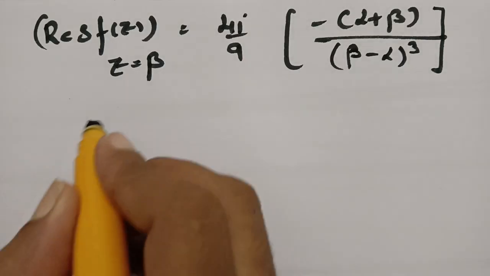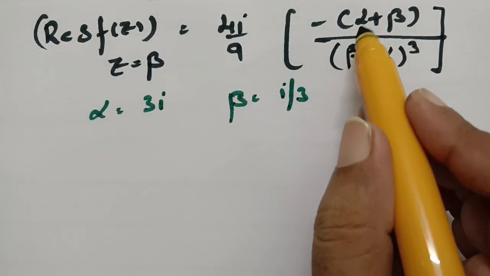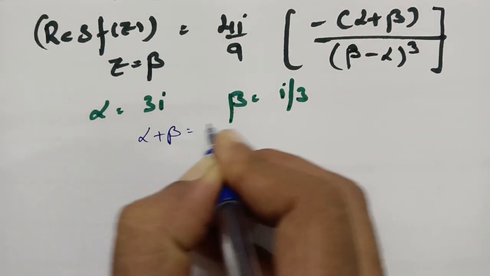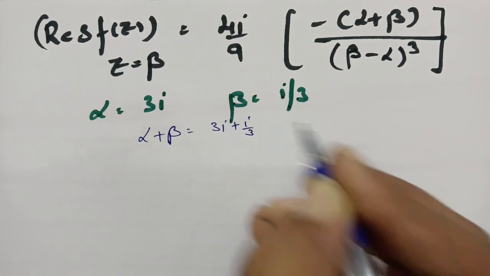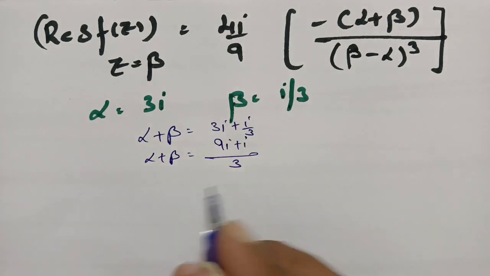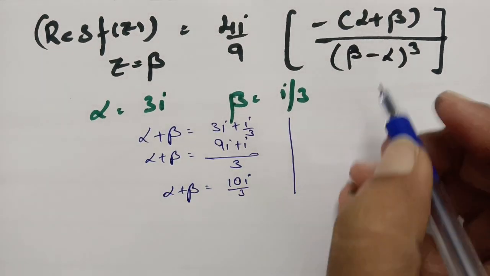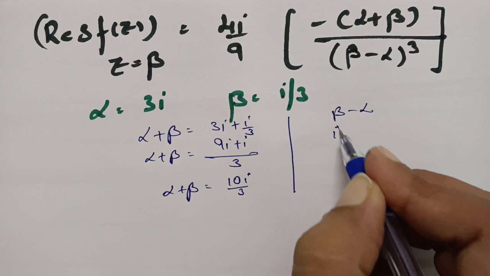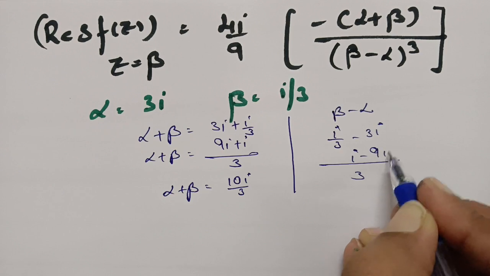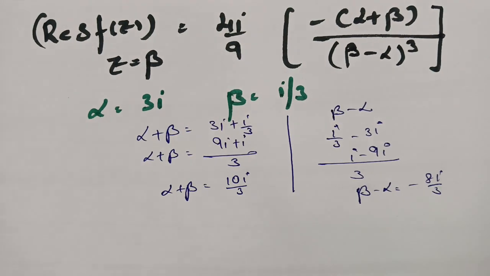So the alpha value is equal to 3i and the pole value beta is equal to i by 3. If I substitute, what is alpha plus beta? Alpha plus beta is 3i plus i by 3. If I take 3 common, this will be 9i plus i, so alpha plus beta is equal to 10i by 3. And this is beta minus alpha, so what is beta here? i by 3 minus 3i. If I take 3 common, this will be i minus 9i, so beta minus alpha is equal to minus 8i by 3.